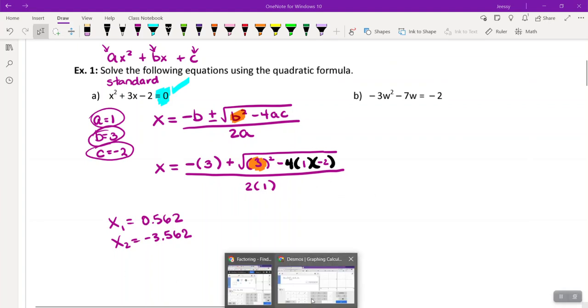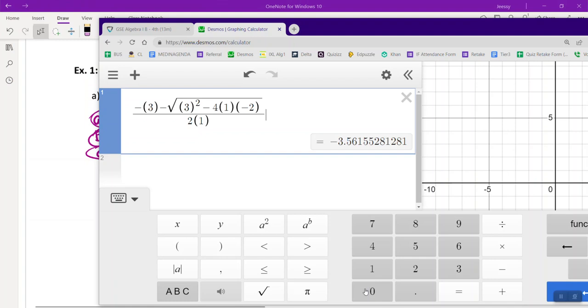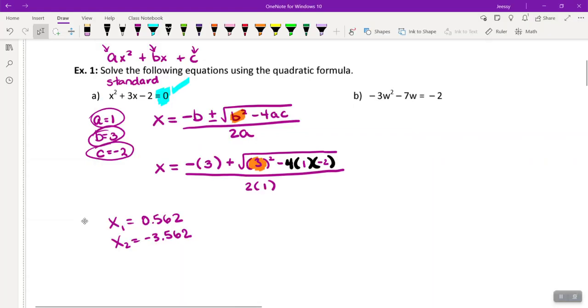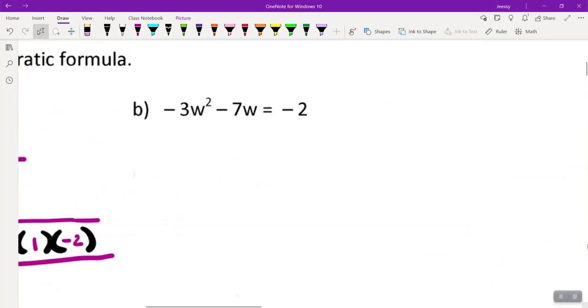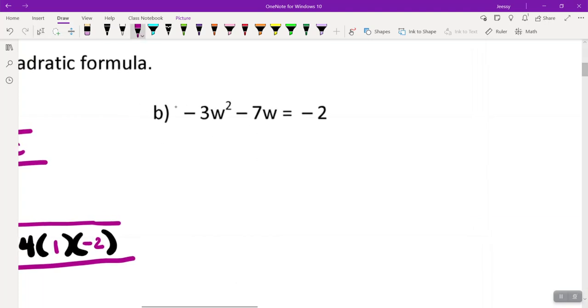All right, are there any questions? Can you do the quadratic formula on your own if I say solve the next one? All right, let me help you guys out a little bit. Here we go. All right, letter B.